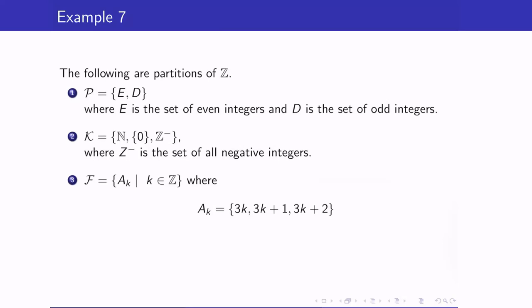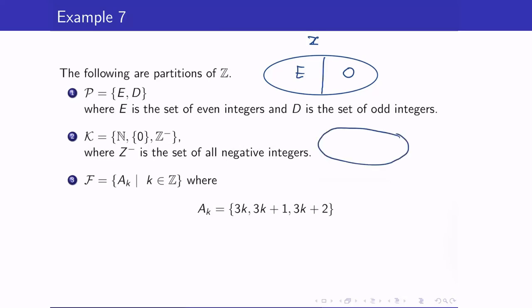So in this case, we have partitioned Z into 2. Right, if you are an integer, you are either even or you are odd. Correct? And you can also partition it into 3. So we have the set of all positive integers, the set of all negative integers, and this one, the set containing only the zero integer. What about number 3? It says that it contains a case where AK is of this form.